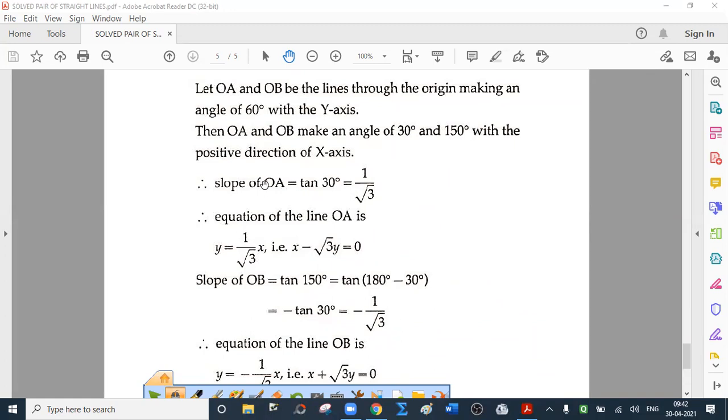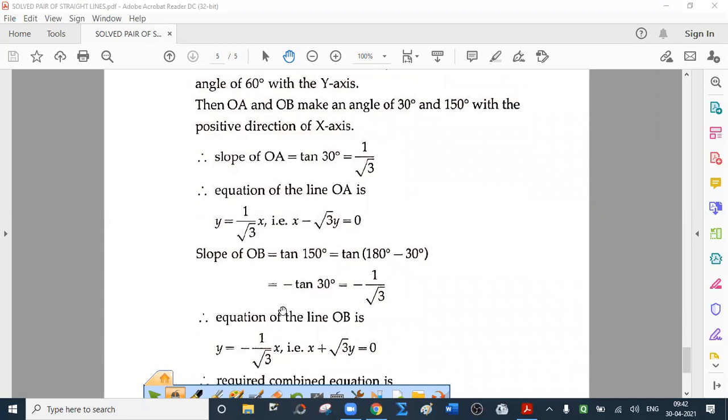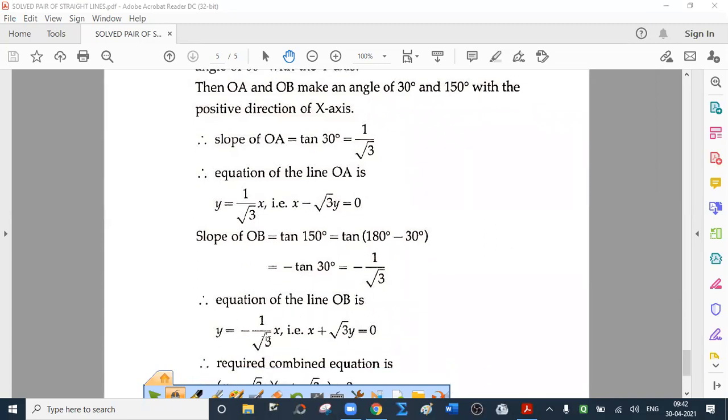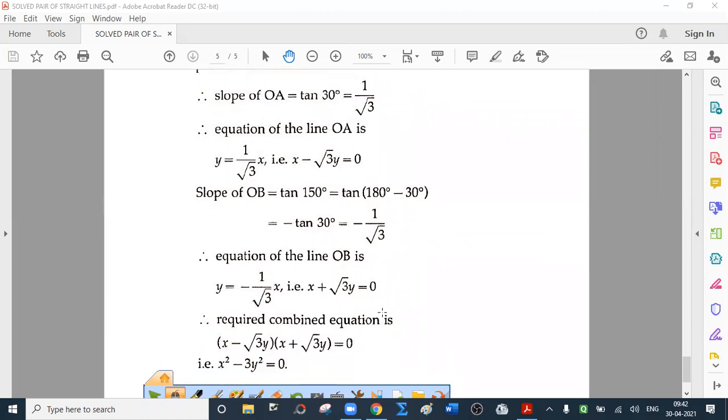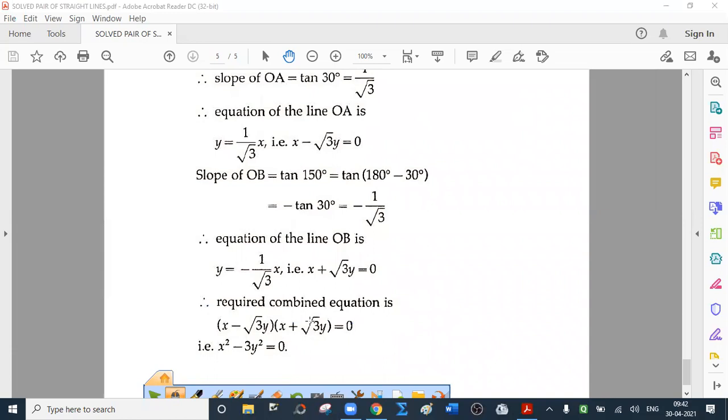Now, the equation of line OA is y equal to mx, slope m is 1 by root 3. So x minus root 3 y equal to 0. And that of line OB is y equal to minus 1 upon root 3 x, that is x plus root 3 y equal to 0. So what is the joint equation? x minus root 3 y into x plus root 3 y equal to 0. That is x square minus 3y square equal to 0. So this is the joint equation.